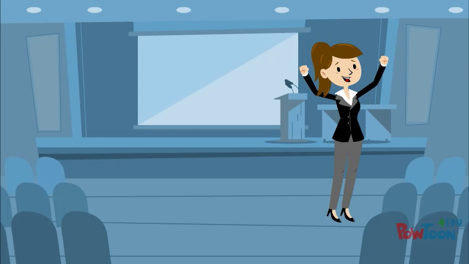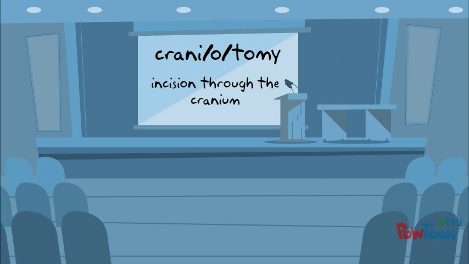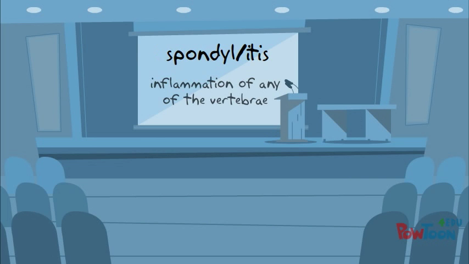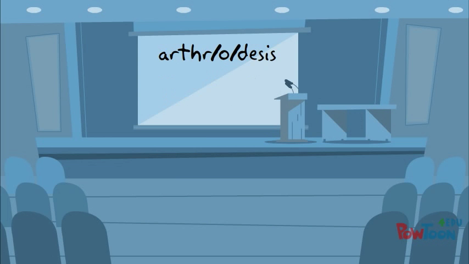Once again, let's put together the root words, prefixes, and suffixes to create commonly used medical terms of the skeletal system. Craniotomy is an incision through the cranium. Osteoporosis means porous bones. Spondylitis is inflammation of any of the vertebrae, usually characterized by stiffness and pain. Arthrodesis is surgical immobilization of a joint.